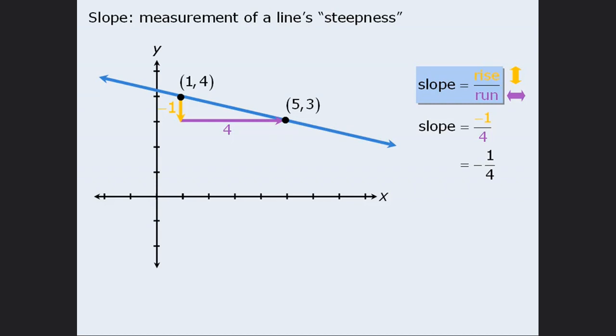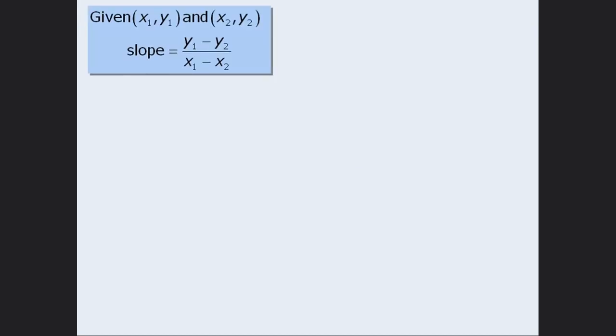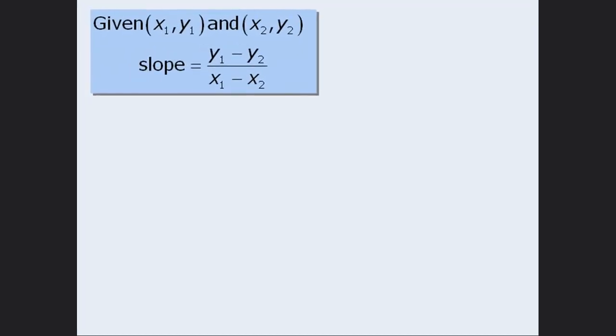Now notice that the slope of this line is negative. So some lines will have a positive slope and others will have a negative slope. We will examine this shortly. Now at this point we can take the idea that slope equals rise over run and generalize it as follows. Here we have a formula for finding the slope of a line given any 2 points on that line. Let's use this formula to find the slope of the line we just examined. Now 2 points on that line were 1, 4 and 5, 3.